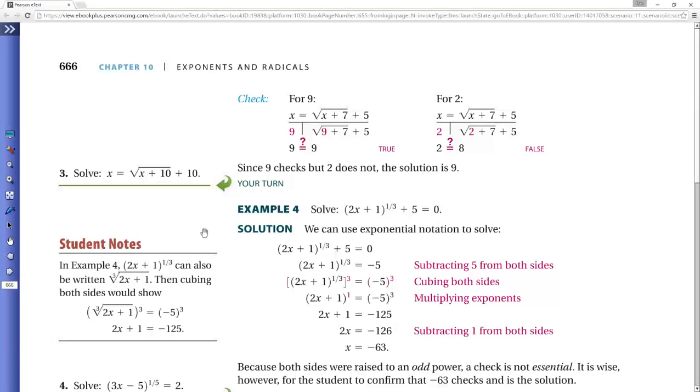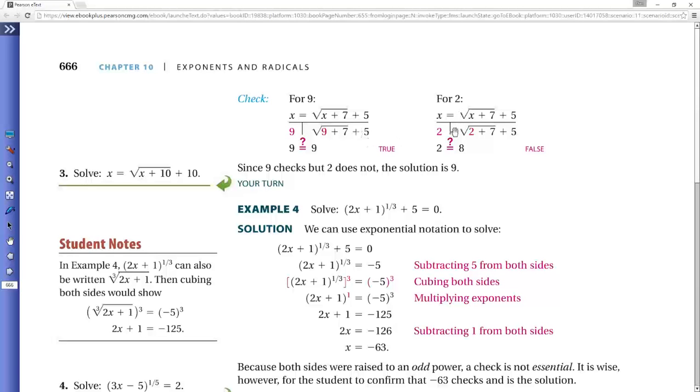Let's check it. For the first one here, we're going to check for 9. 9 equals the square root of 9 plus 7, plus 5. Well, this is 16, right? The square root of 16 is 4. 4 plus 5 is 9. This one's true. So 9 is a solution.